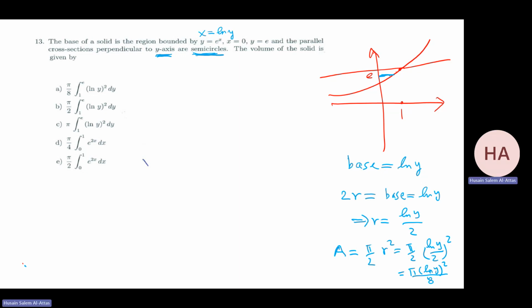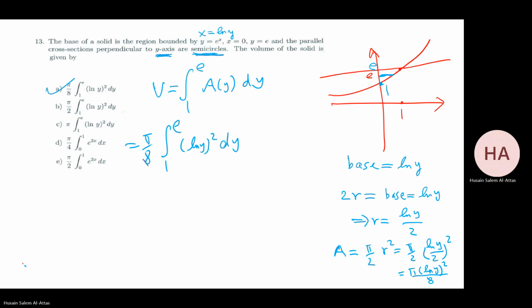And that from where to where? I'm talking about the y values. The y values, I need this value. This is e. I know this is e, but this is what? This is 1. So the volume will be the integral from 1 to e of A(y) dy. And what is my area? It's pi over 8. So let me take pi over 8 as a constant outside, and then the integral of (ln y) all squared dy. Which is the answer. Okay.